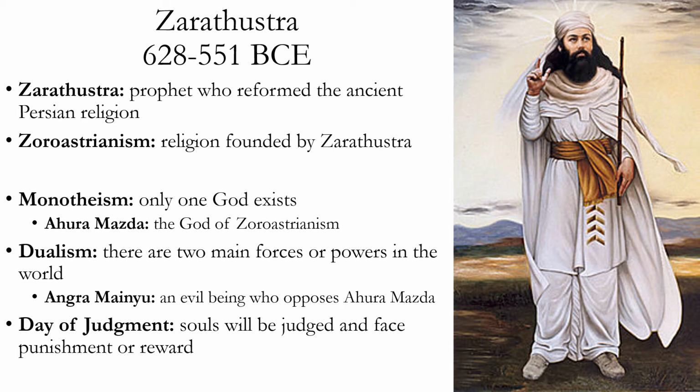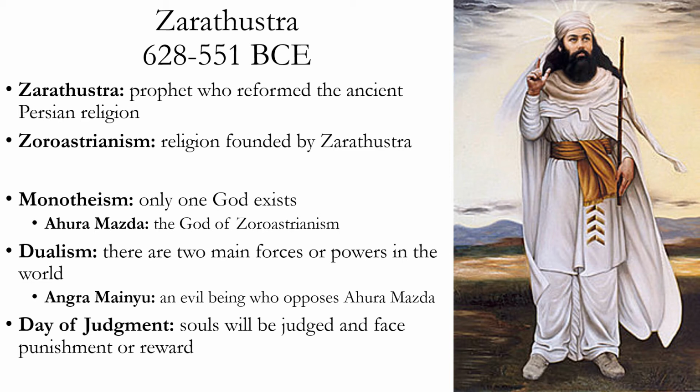Zarathustra had many innovative teachings. One of them was monotheism, in which there's only one God, or at least only one supreme being who exists. Zarathustra called the one God Ahura Mazda. Ahura is an ancient Persian word that means essentially a divine being, like a god. So this is the god or the divine being Mazda. And Ahura Mazda is regarded as the supreme creator in Zoroastrianism.